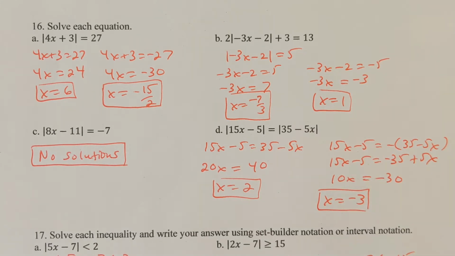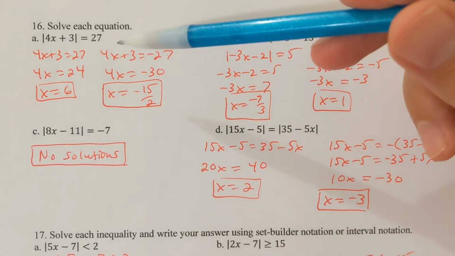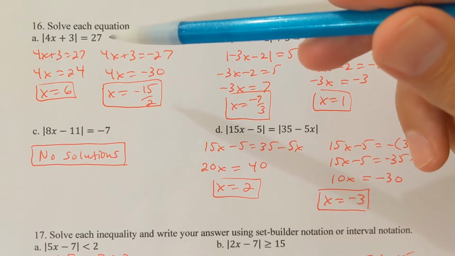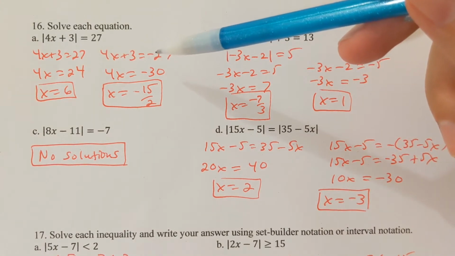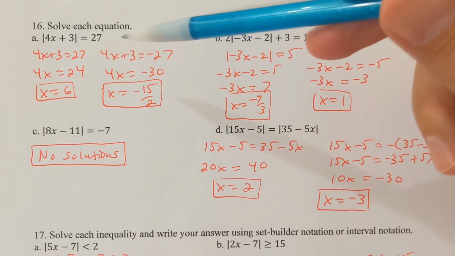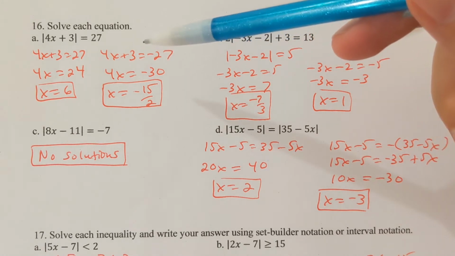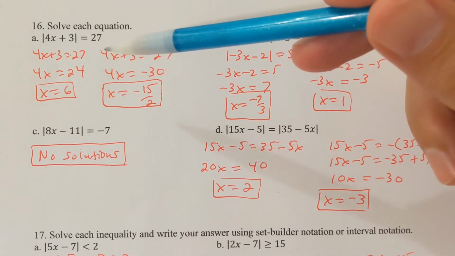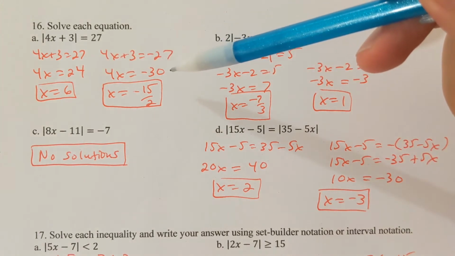So we always get two equations when we go to apply the definition. One of them is going to be just like the absolute value bars aren't even there. The other one, you have the equation u equals negative a. So u equals a and u equals negative a. Make sure that you lose the absolute value bars. Also, 4x equals 24. 4x equals negative 30.